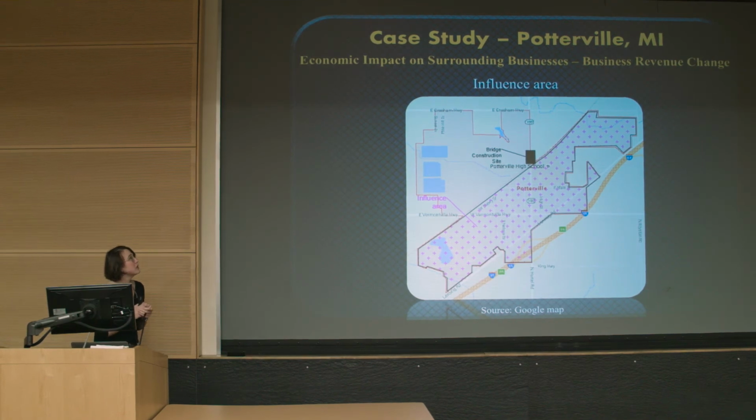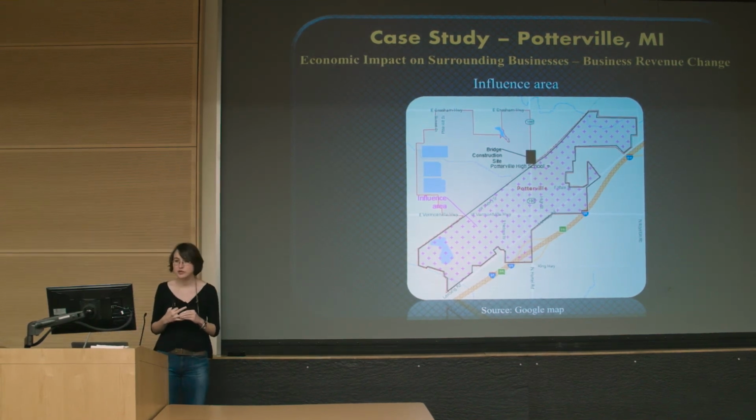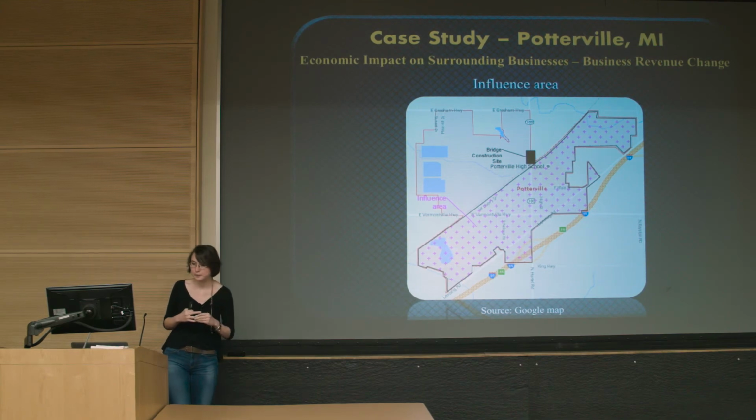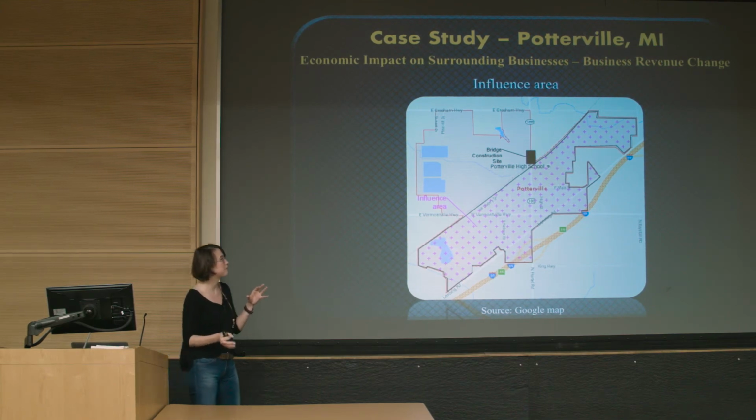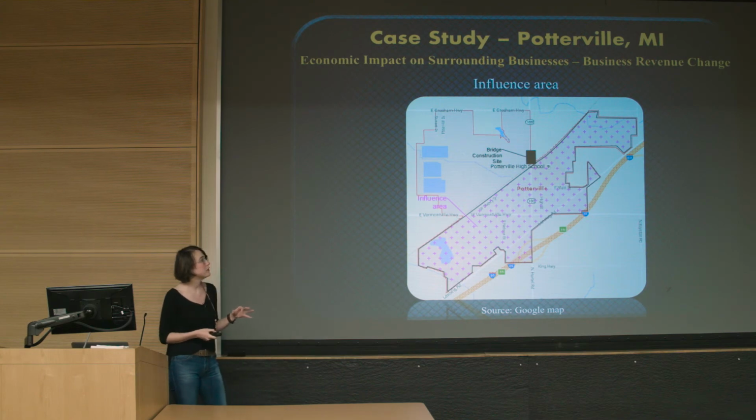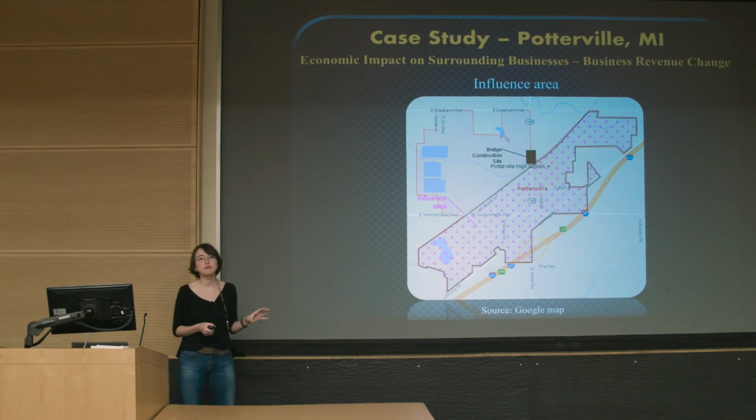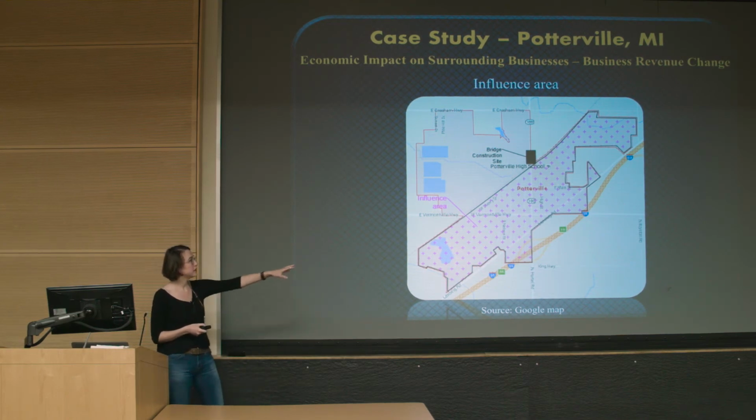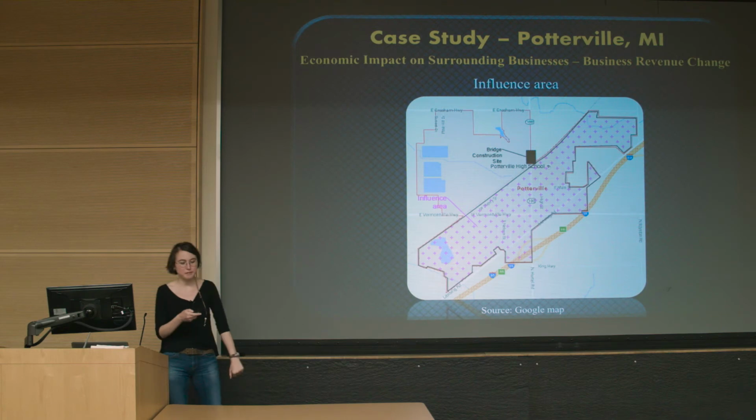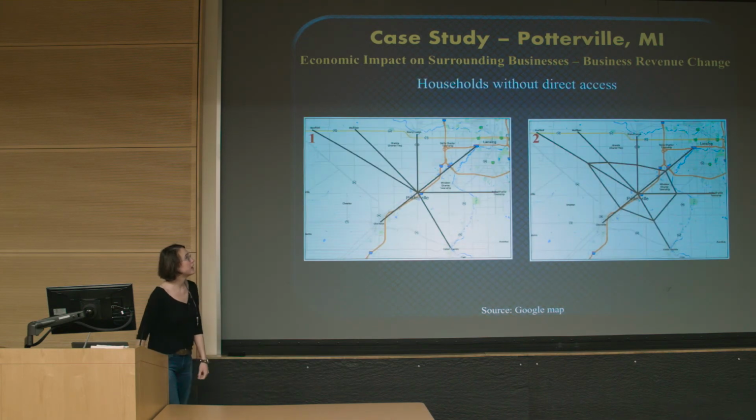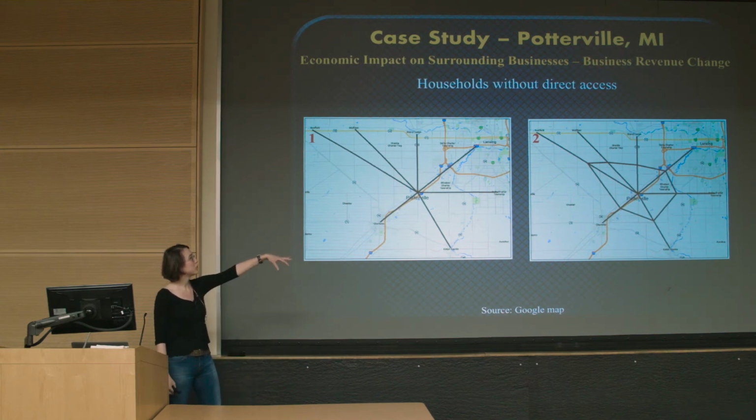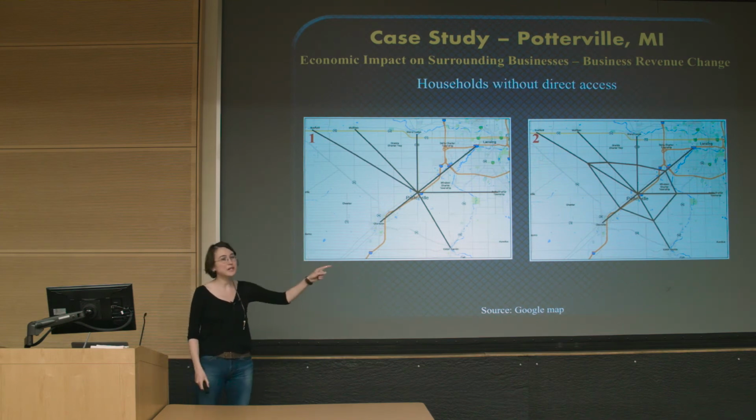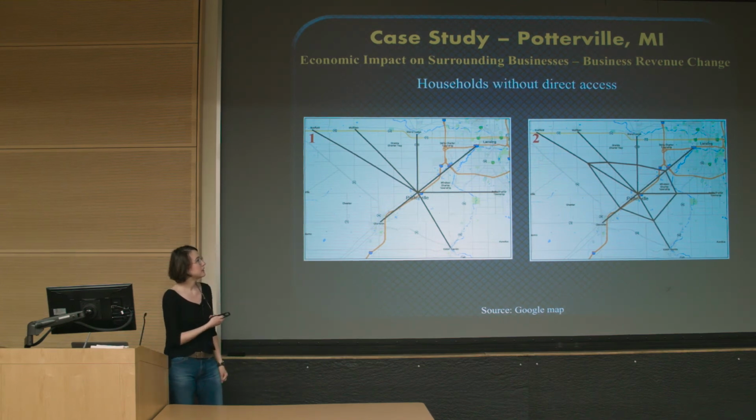When we come to the business revenue change, like I said, this is a very new and challenging process, like backwards engineering. We had to determine the influence area, which is basically the commercial center of Potterville and the city limits anticipated, generating this map. To find the number of households without direct access, we had to draw the shortest lines to the nearest commercial centers to Potterville, and then we unified their midpoints on the second picture.